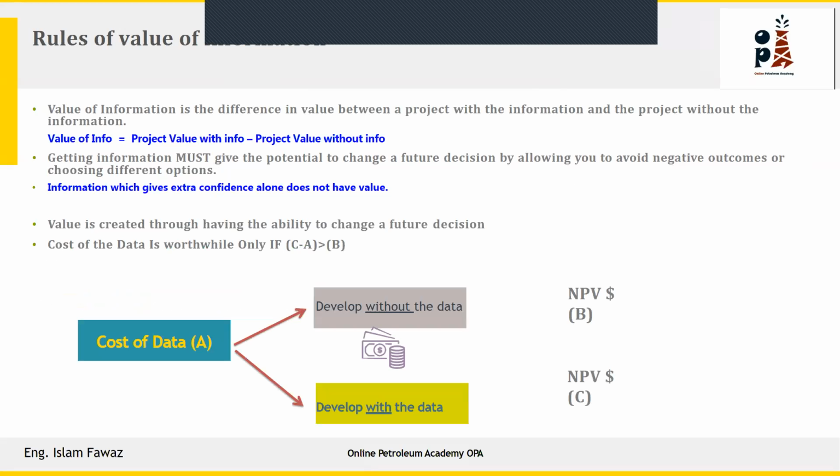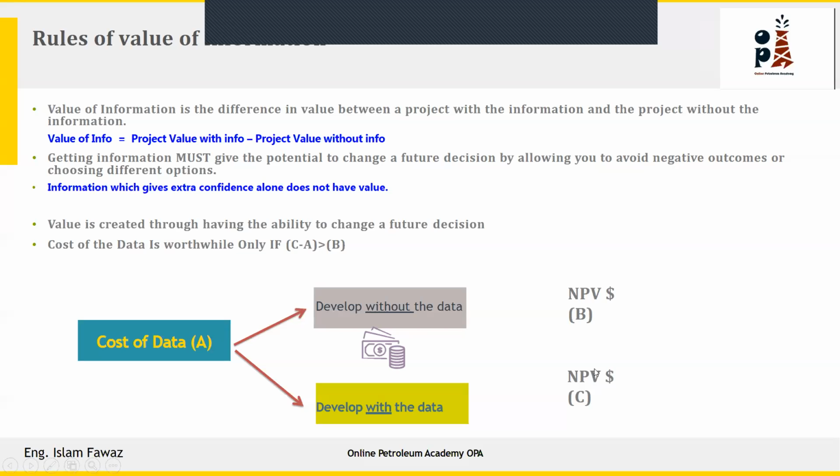The value of information of the project is the project value with information minus the project value without new information. Getting information must give the potential to change the future decision, to avoid a negative outcome or to choose a different option. As you see from this chart, this is the cost of the data A. For example, we need to run a PLT. The cost of the PLT is around $3,000, and we compare developing without the data and developing with the data.